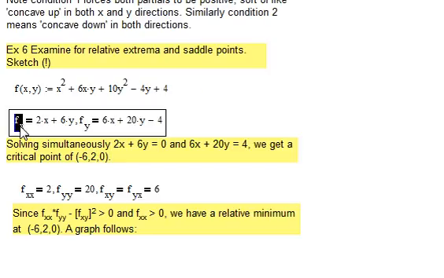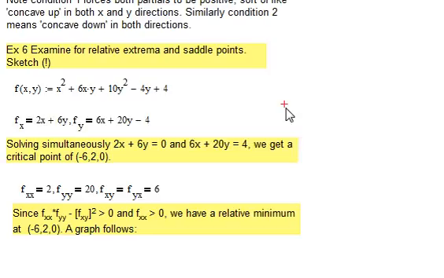So the first partial with respect to x is 2x plus 6y, and the first partial with respect to y is 6x plus 20y minus 4. Solving simultaneously, this set to 0 and this set to 0, we got these two equations, right? And we get the critical point of x is negative 6, y is 2, and of course if x is negative 6 and y is 2, then we get 0 for z.